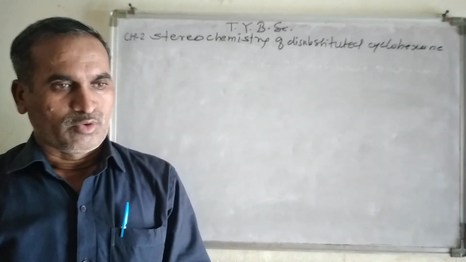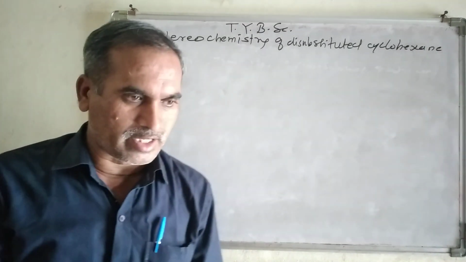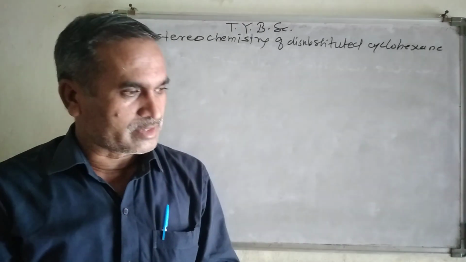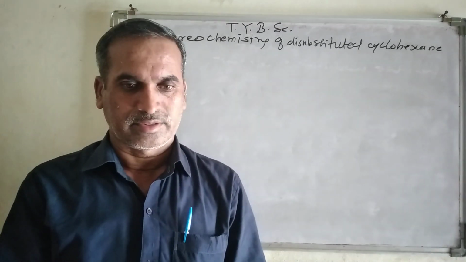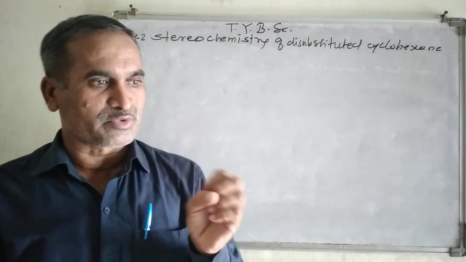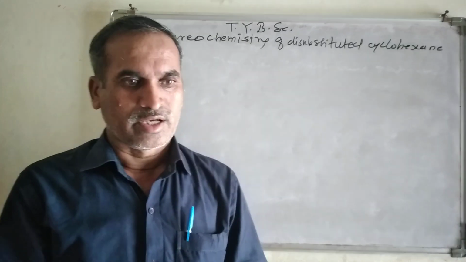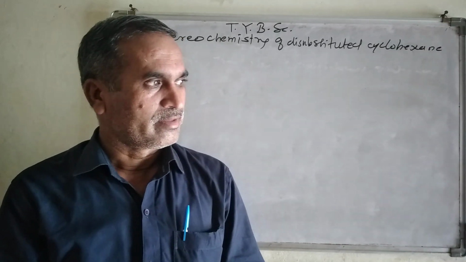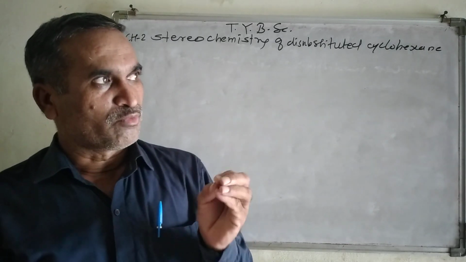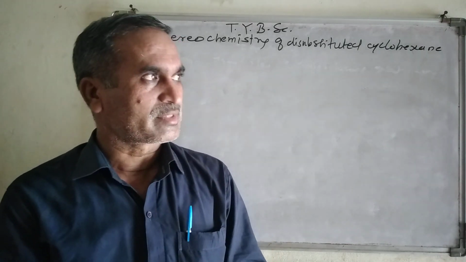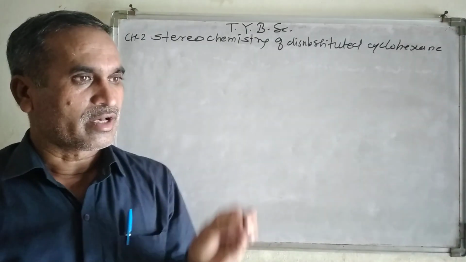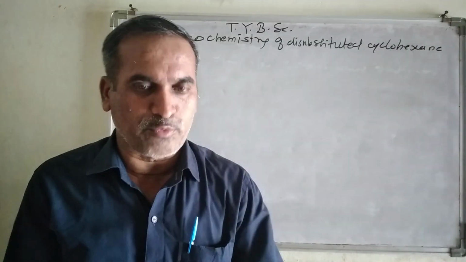So, what did we discuss yesterday? We discussed 1,1 type disubstituted cyclohexane, and we have learned that 1,1 disubstituted type cyclohexane with respect to the following points.